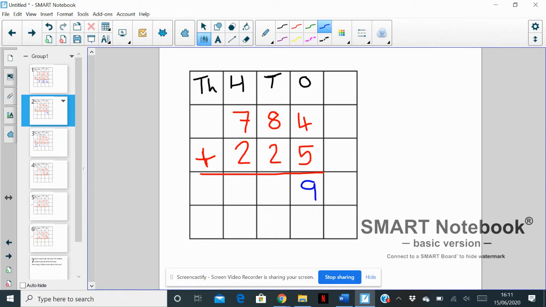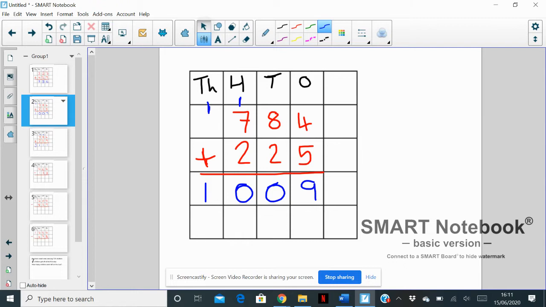10 tens is the same as 100. So I put my 100 down there, and there are no tens left in my tens column because they have all been regrouped as 1 extra 100. So now I can look at my hundreds column. I've got the 1 that I regrouped, add 7, add 2. That's going to give me 10 hundreds. 10 hundreds is the same as 1,000. So I put a 1 in my thousands column, and I've got nothing left in my hundreds column. And then finally, I look in my thousands column, and I've just got the 1,000 that I regrouped. So my answer would be 1009.